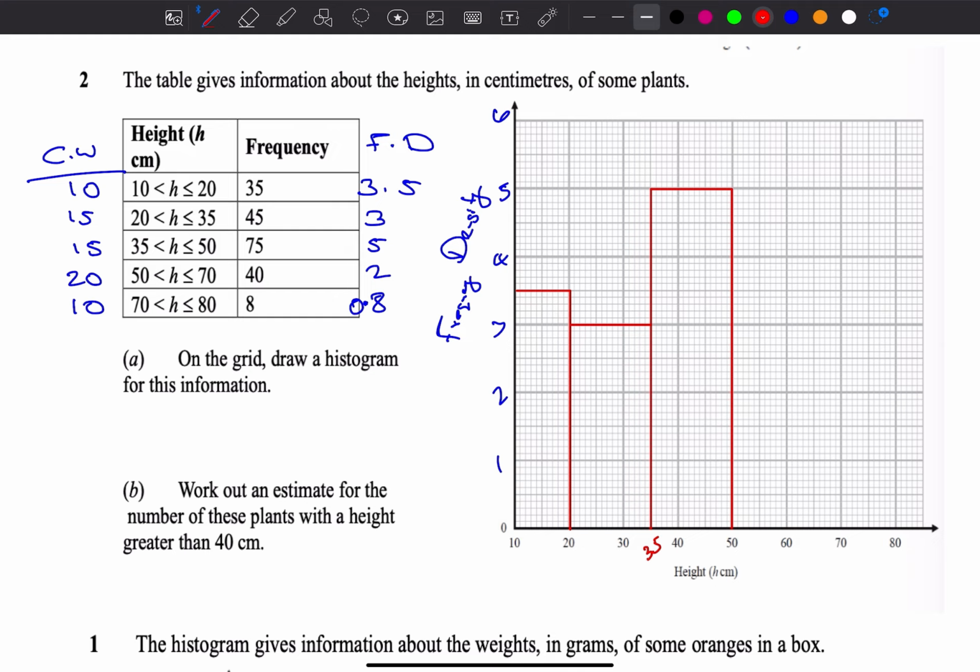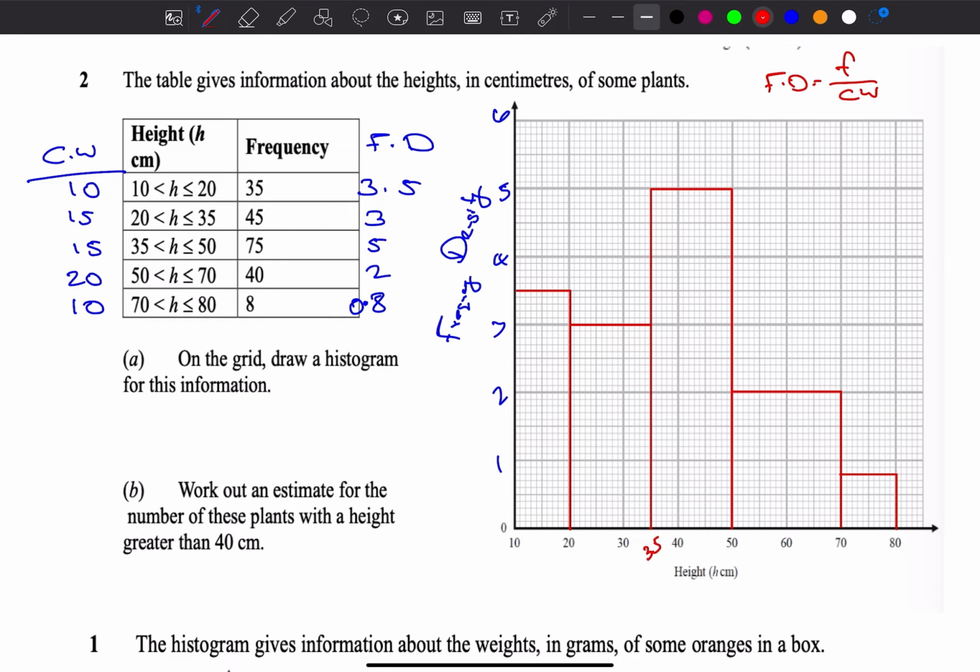50 to 70 is 2. 70 to 80 is 0.8. And that's it. Your histogram is drawn. Always remember frequency density is frequency divided by class width. That will give you the frequency density. Remember the formula. Frequency density is always your frequency divided by class width.